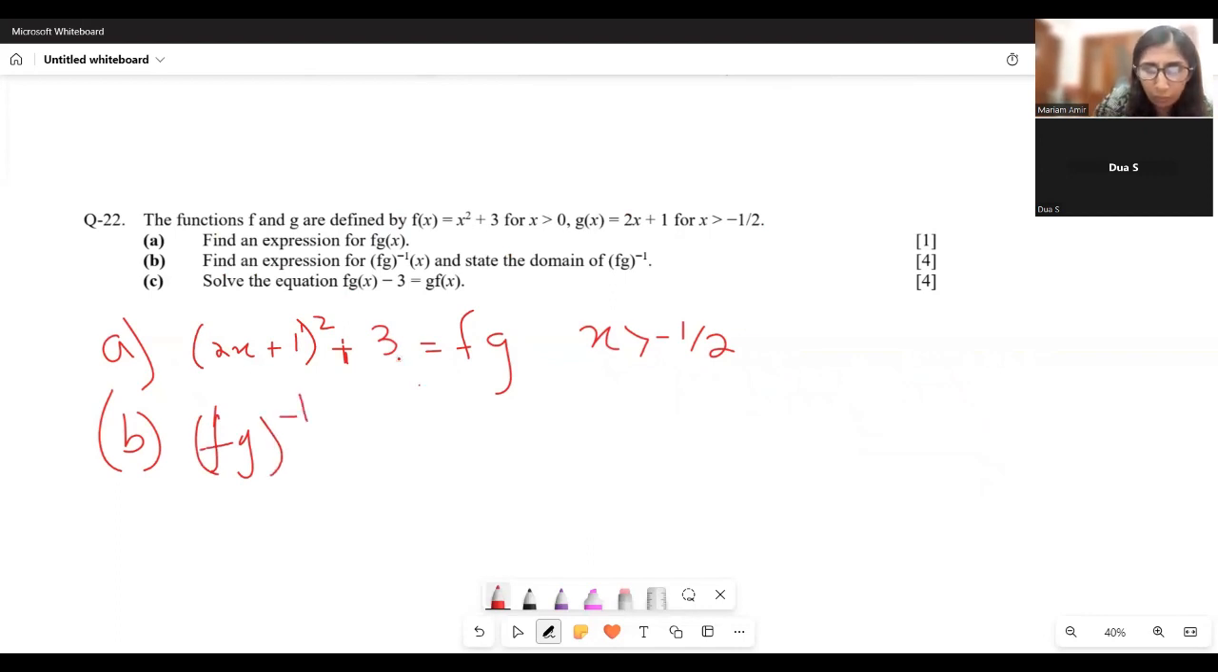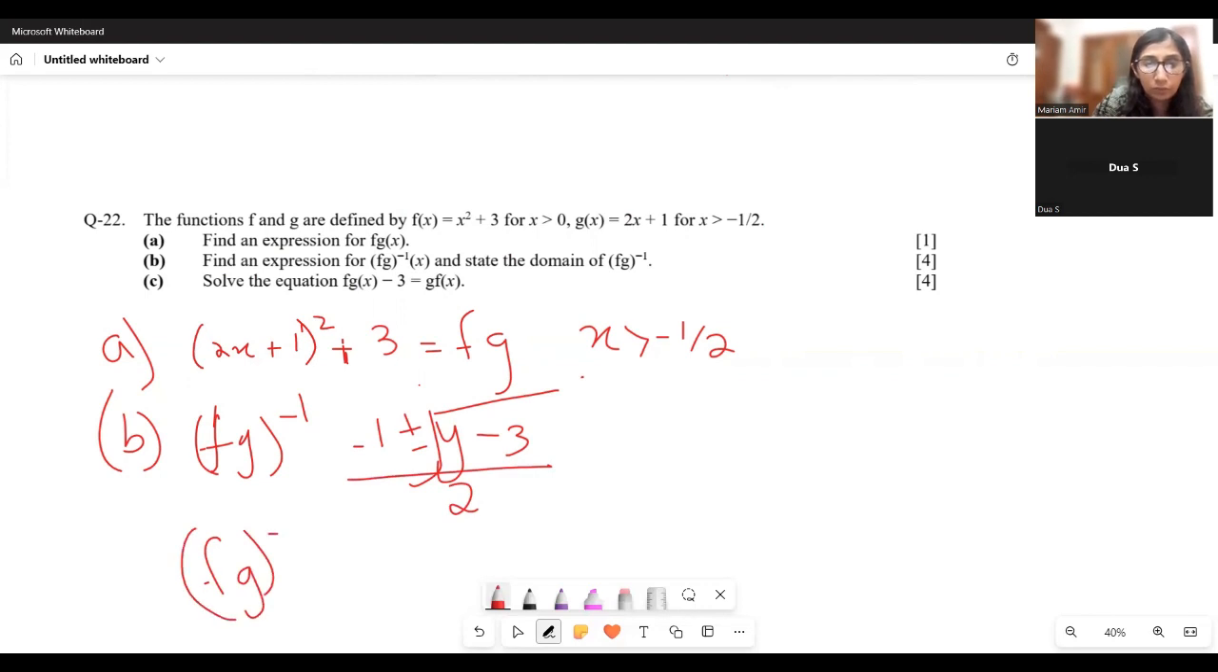So that's going to be y. I'm bringing 3 to the other side, minus 3, square root, plus minus, 1 goes to the other side, becomes minus 1, and the whole divided by 2. So fg inverse will be equal to minus 1 plus the square root, because x is greater than minus half, so x goes towards positive values, of x minus 3, upon 2.